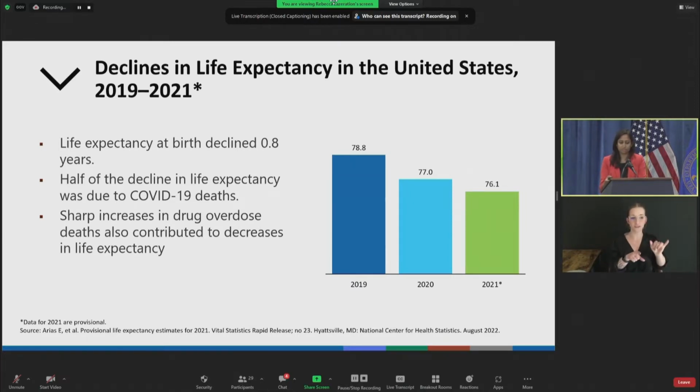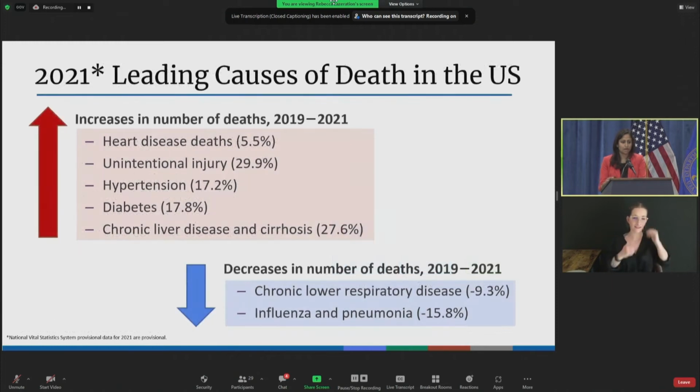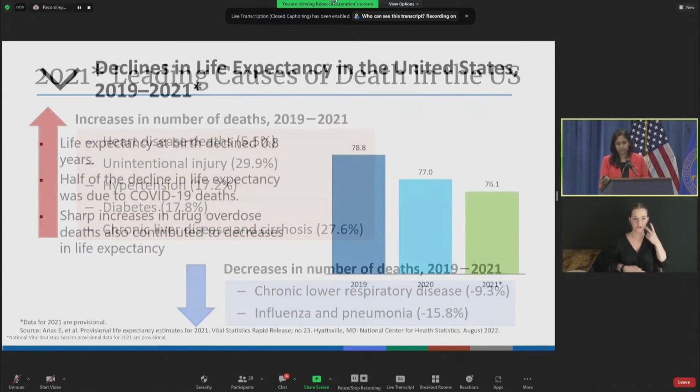And one thing I wanted to mention, maybe I can go back real quick. As you see that there were increases in unintentional injury, and that category includes drug overdose. So we saw the increase in drug overdose deaths reflected in the leading causes of death, and then also in the declines in life expectancy.